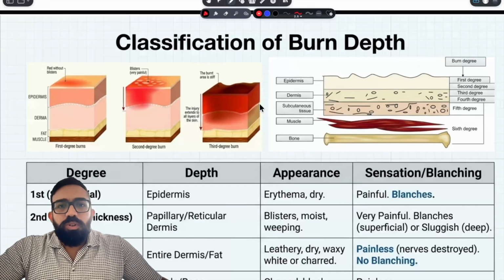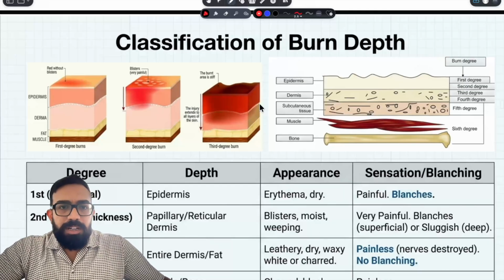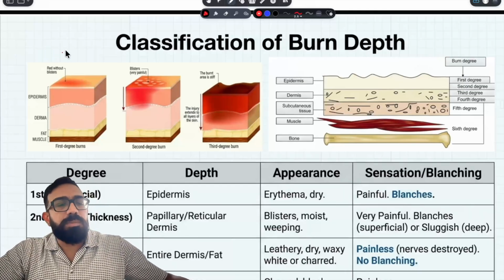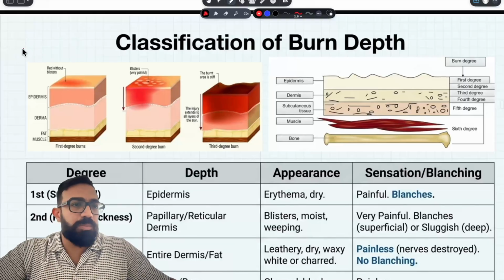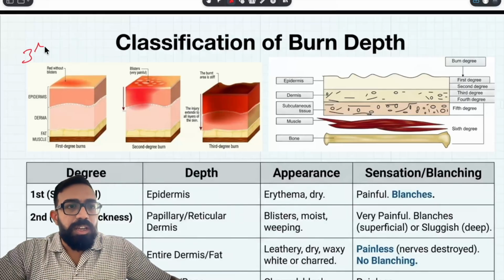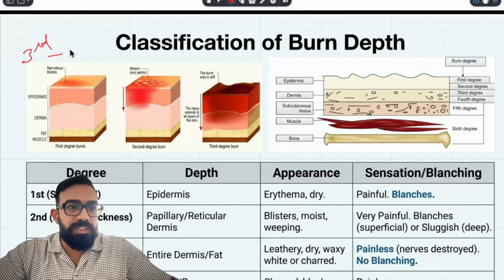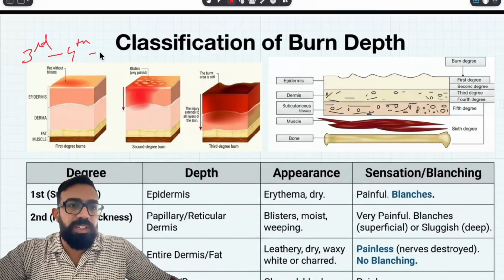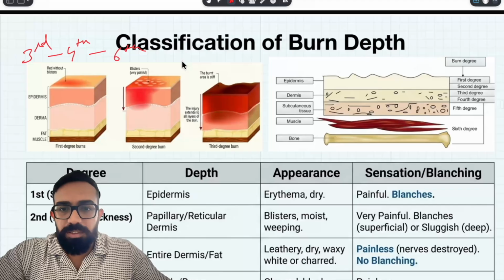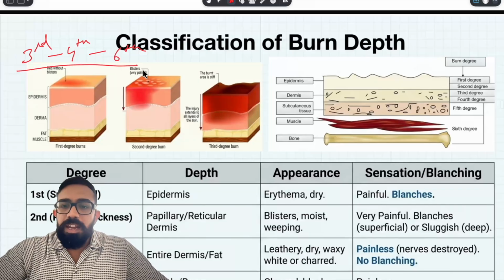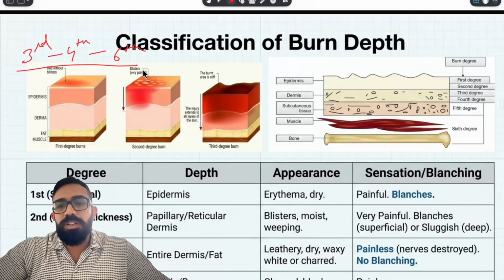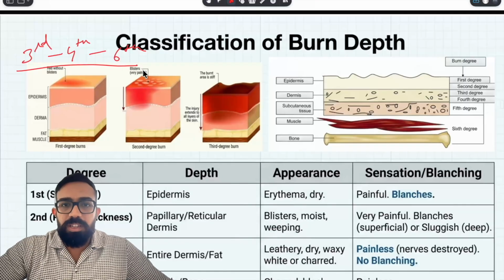Now we'll go to the classification of burn depth. Different authors, based on the type, the method and the textbook, have given a 3 degree classification, some have given a 4 degree classification, some have even given a 6 degree classification. Which one to remember? I like to remember the simplest one, which is called the modern classification, which is a 3 degree classification. I'll share that with you in a minute.